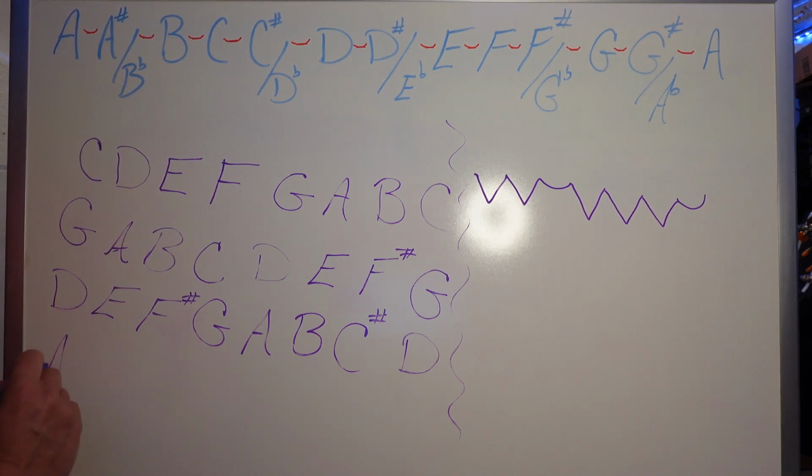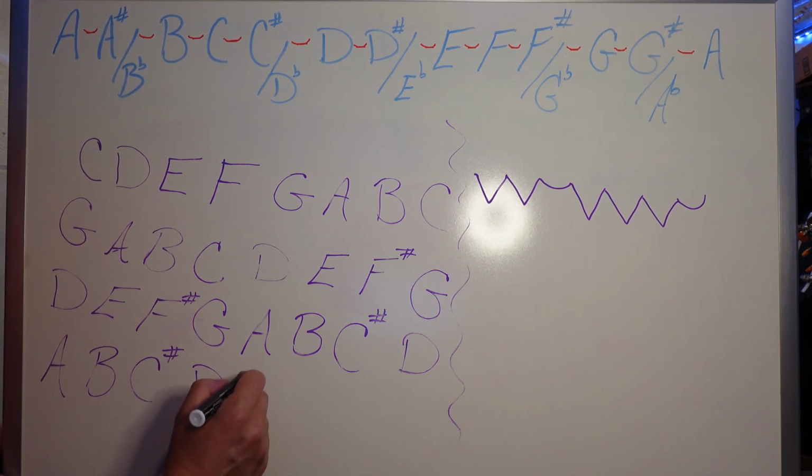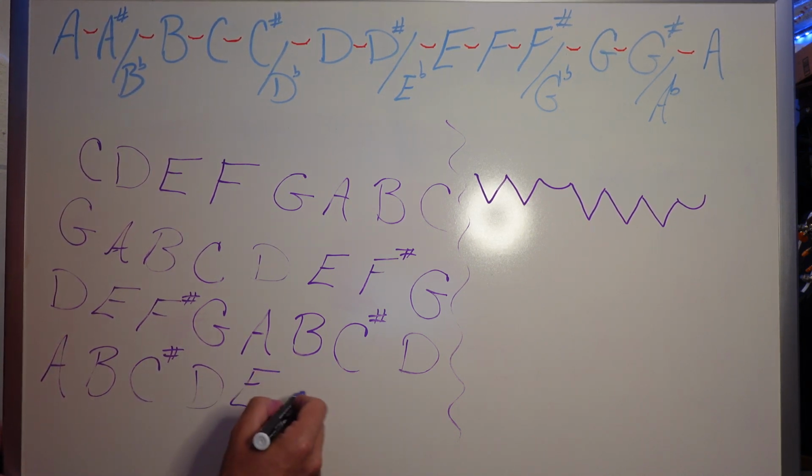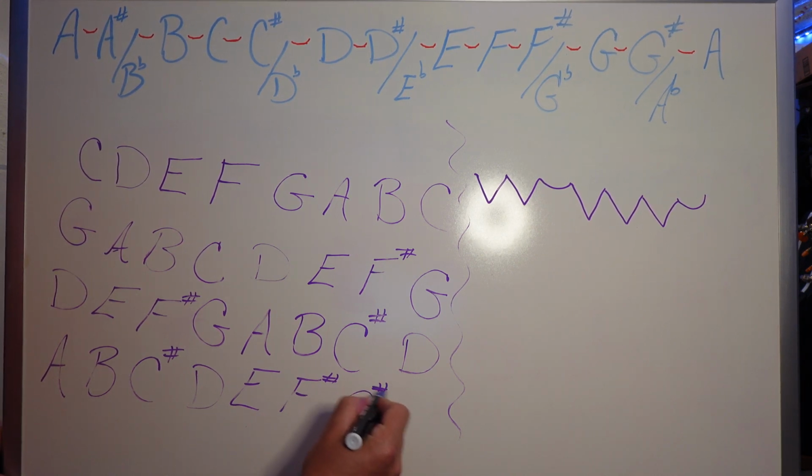A major: A, up a whole step to B, up a whole step to C sharp, up a half step to D, up a whole step to E, up a whole step to F sharp, up a whole step to G sharp, a half step takes you back to A.